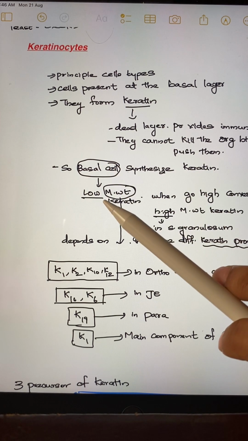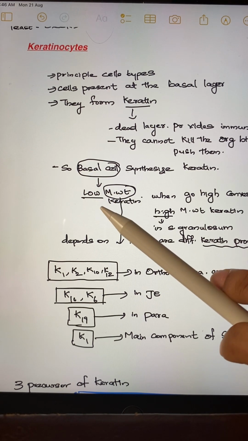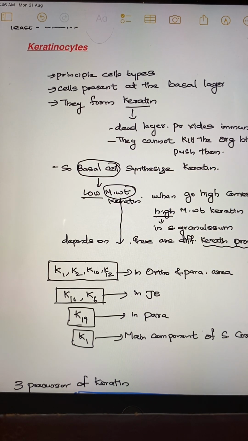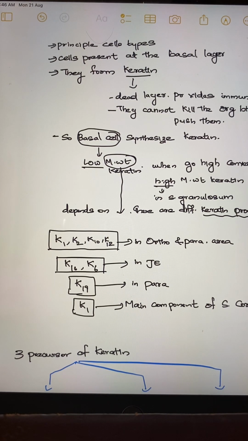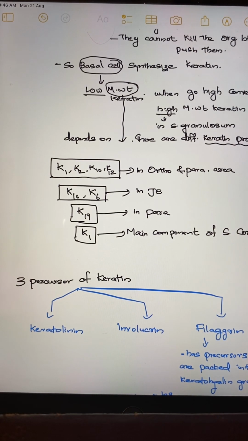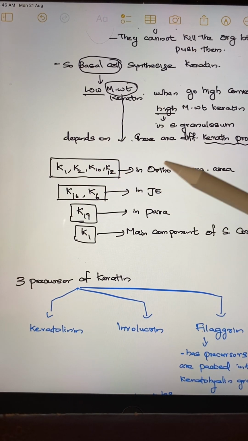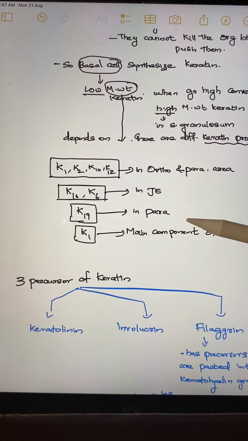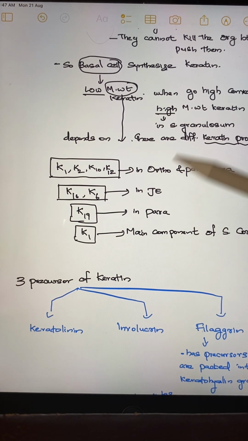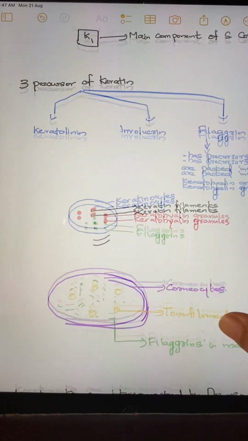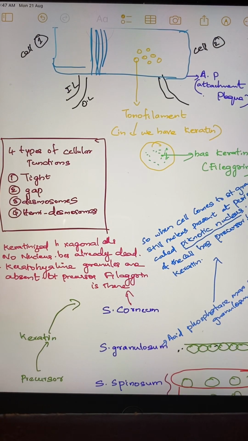So the basal layer synthesizes keratin. The basal layer has low molecular weight keratin. When we go higher, this low molecular weight keratin is converted to high molecular weight keratin, especially in the stratum granulosum layer. Depending on the molecular weight, there are different keratin proteins. That is K1, 2, 10 and 12 that can be seen in ortho and para-keratinized areas, and K16 and 6 can be seen in junctional epithelium, and 19 in para-keratinization areas. Then K1 is the main component of the stratum corneum. So we discussed these all.